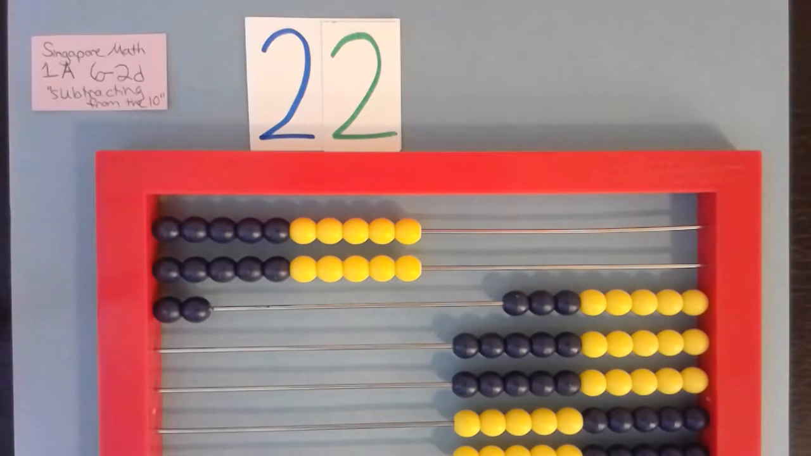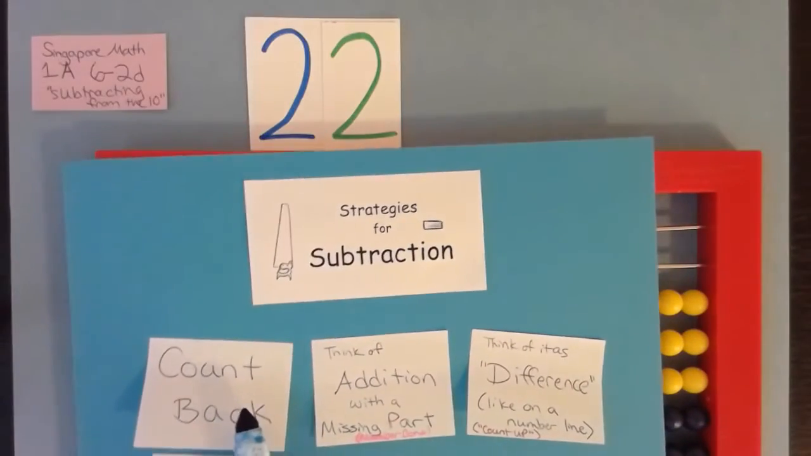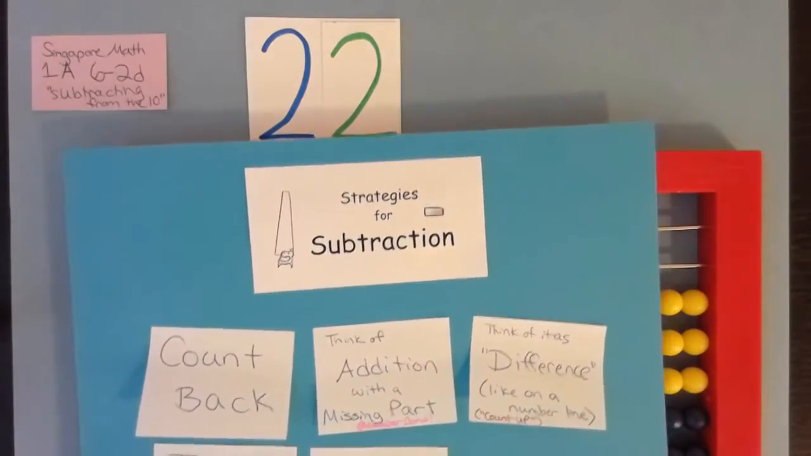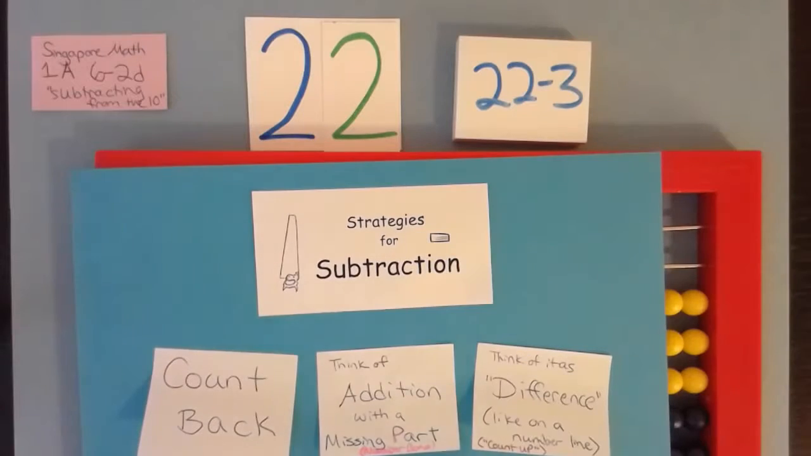So we could write 22 minus 3. Now, the question is, how are we going to go about doing this? It could be easy to use the strategy of counting back. Notice that was definitely one of our strategies right here. So we could start with 22 and we could count back 3, 21, 20, 19, and get to 19 as our answer that way. I think that's a fine strategy.